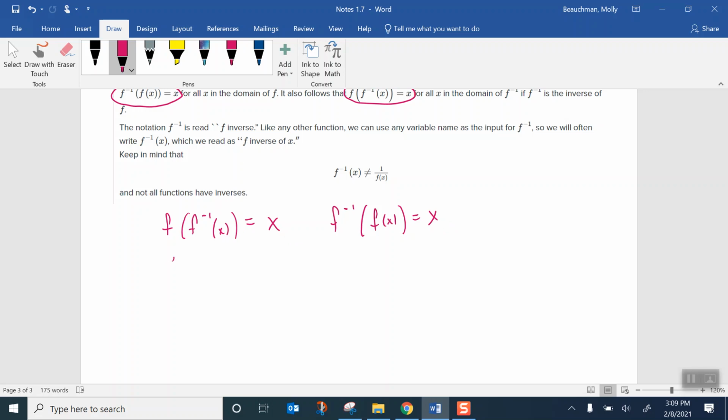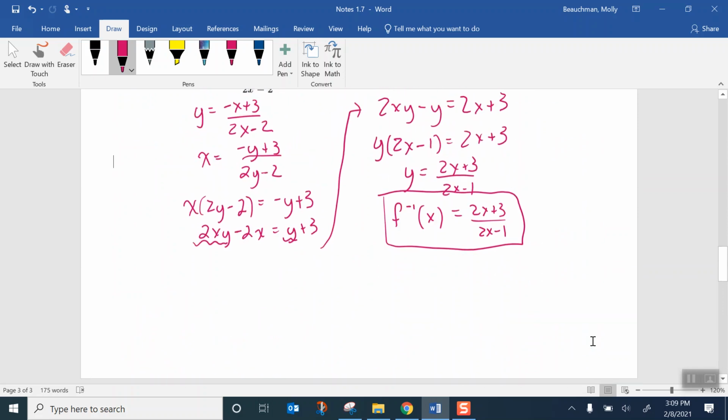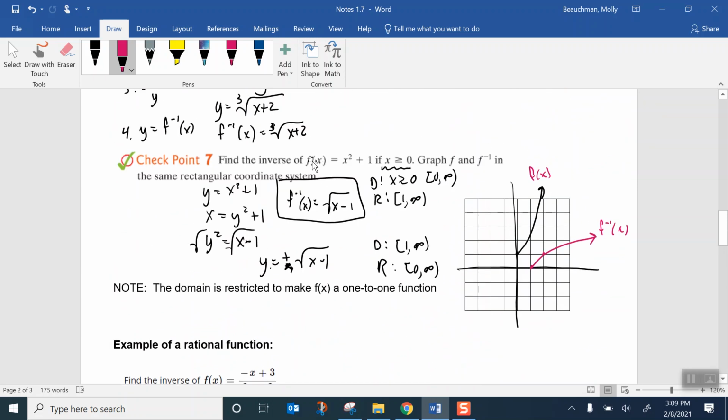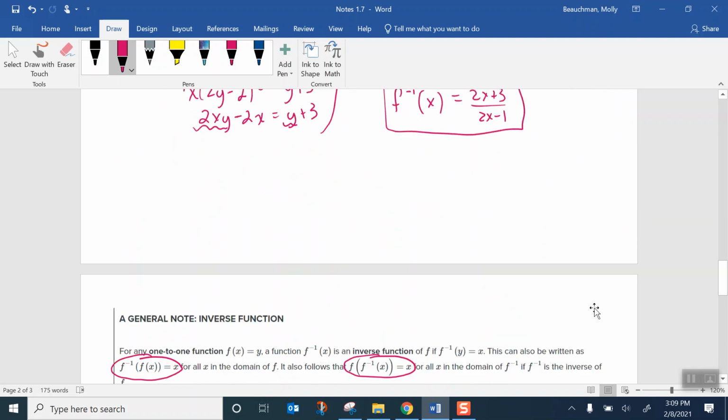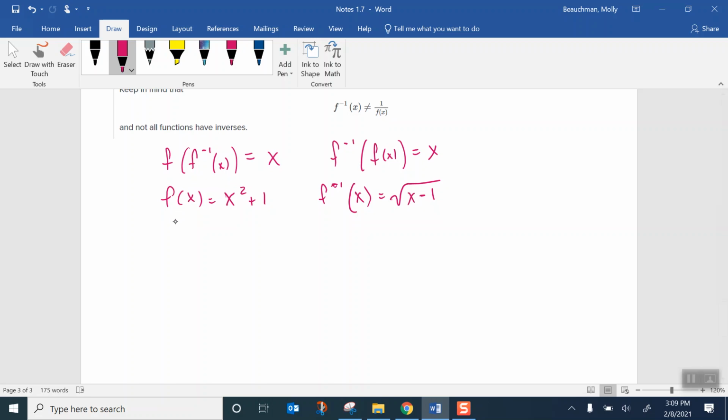So for example, one of our functions that we did today was x squared plus 1, and the inverse was the square root of x minus 1. Let me just double check. I want to do the last one that we did up here. So our function was x squared plus 1, inverse was square root of x minus 1. When you take the composition of functions, f composed with the inverse, we get the square root of x minus 1 squared plus 1. The square root of anything squared would be x minus 1 plus 1, which is x. So the composition of functions in this direction is x.